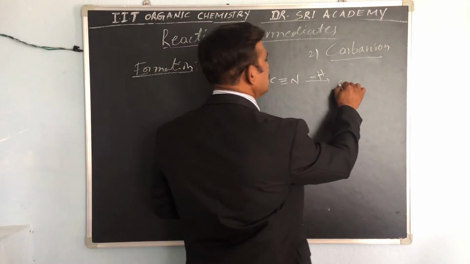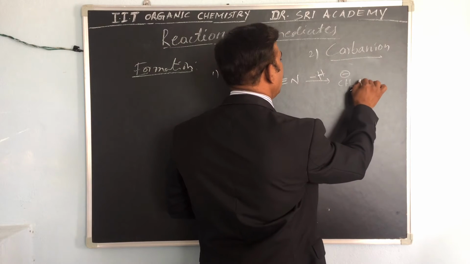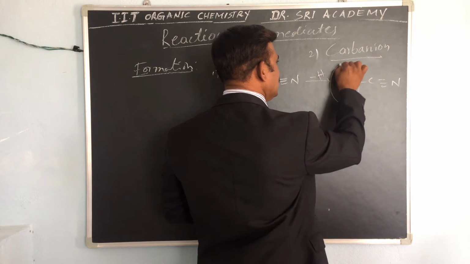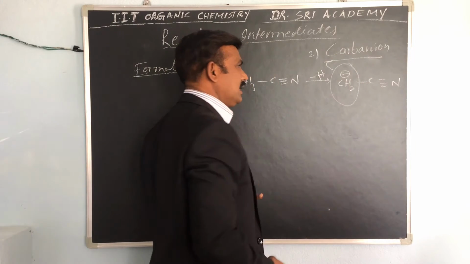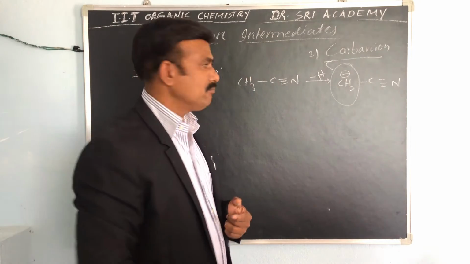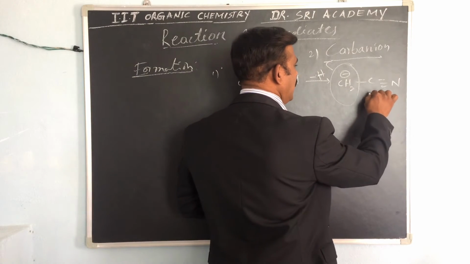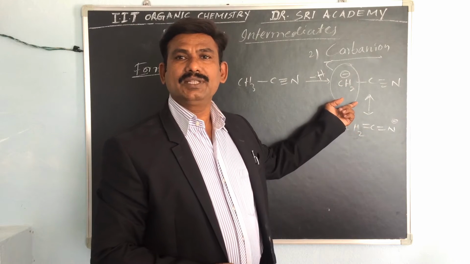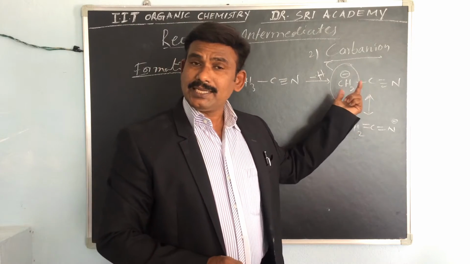So what happened? CH2 and the carbon triple bond N. So this is the carbanion. Either this formation or this formation, meaning CH2 is the negative. So this is the cyanide.